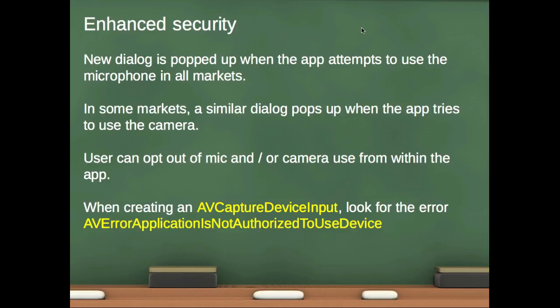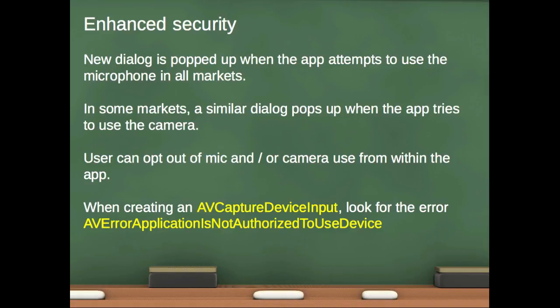This is put into place because in various markets there are some restrictions on what you can capture and when you can capture microphone or video data. And in those markets, the restriction basically says you must inform the user, and in some markets you must also inform the target, in other words, who you're capturing when you are recording. So a new dialog has popped up. In all markets, the microphone capture is very sensitive information. So a new dialog has popped up in all markets when an app attempts to use the microphone.